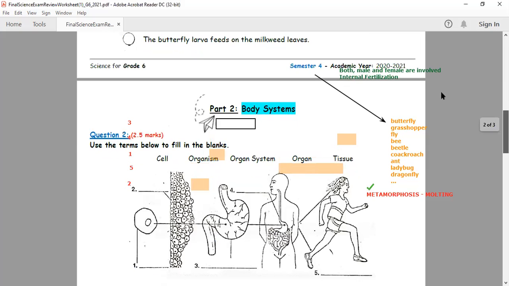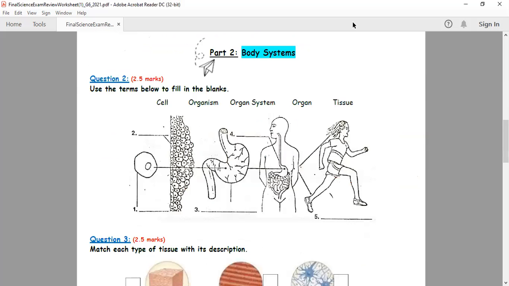Body systems. Let's do this quickly. Tell me the answers. Number one is a cell. Number 2 is a tissue. Number 3. Number 4 is an organ system. And the last one is organism.